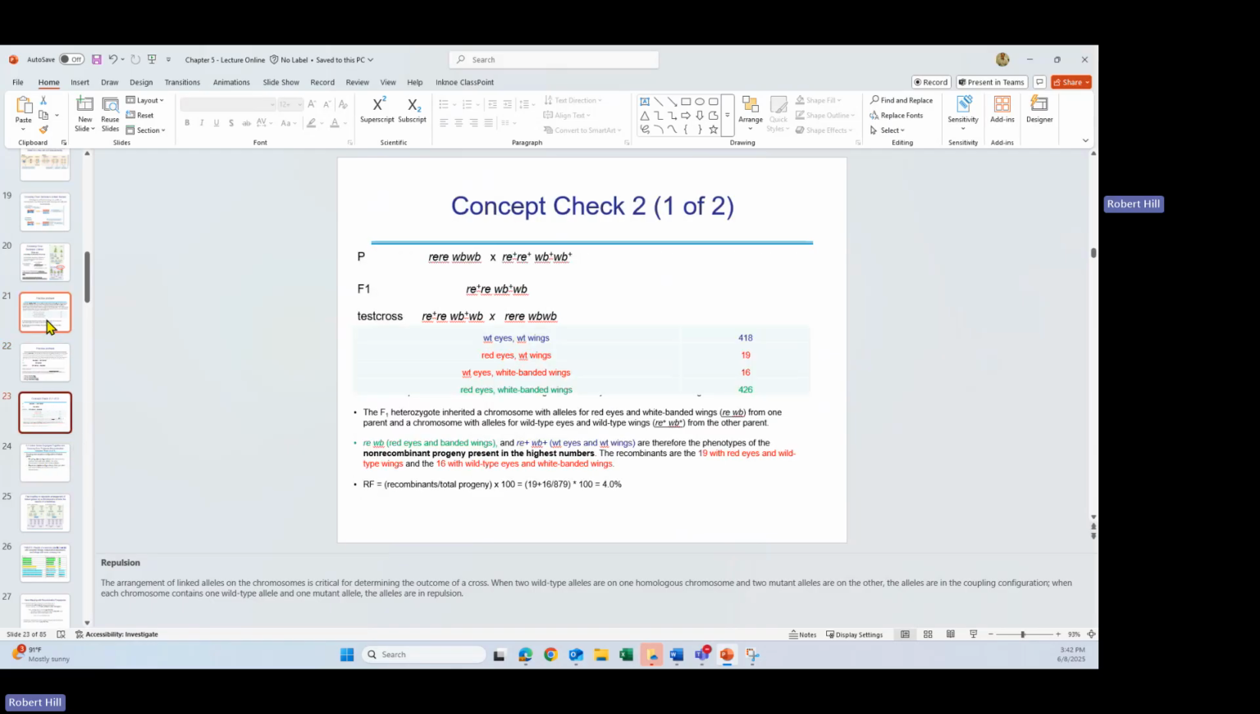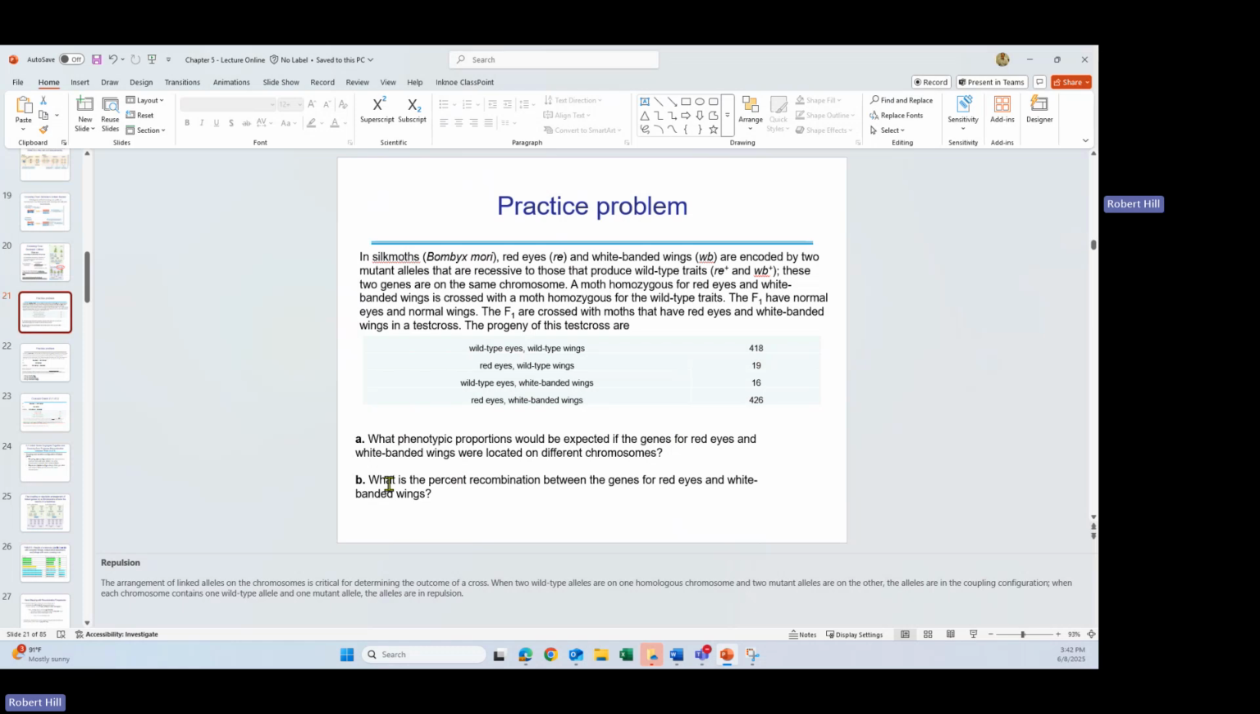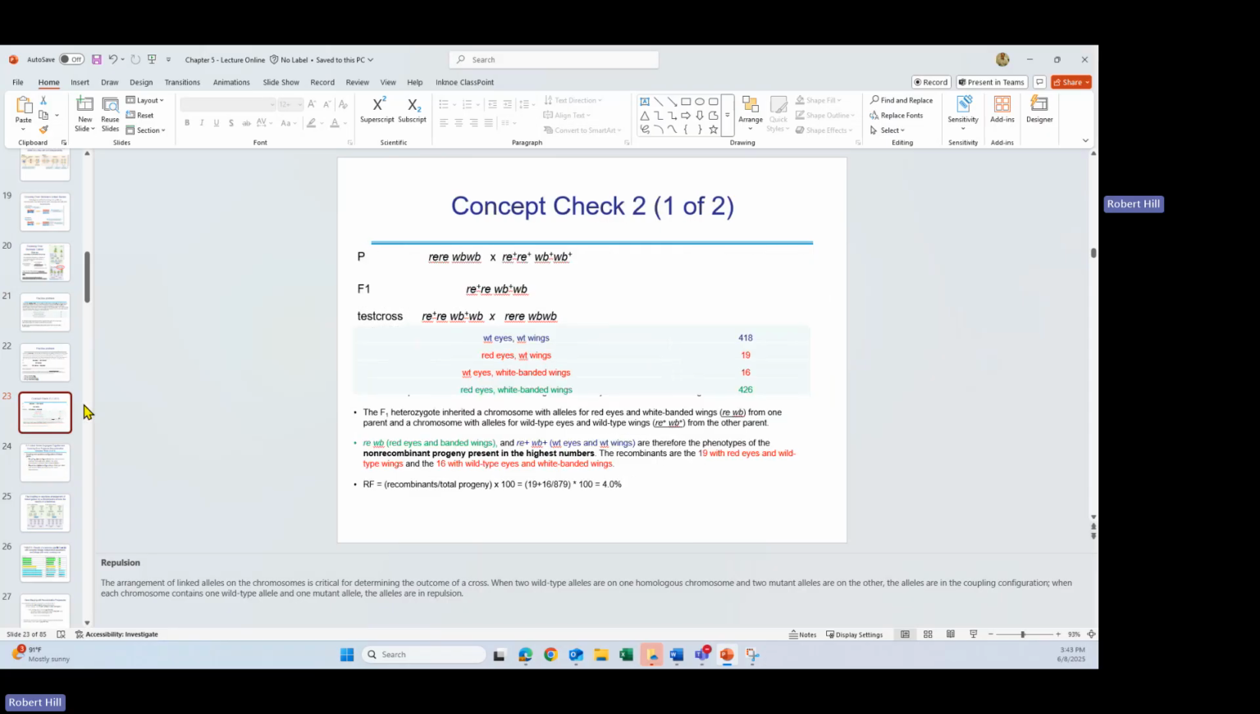Okay, what was the second question here? What is the percent recombination between the genes for red eyes and white banded wings? So the percent recombination, see how this is termed, percent recombination between the genes for red eyes, so between two different allelic pairs. What is the percent recombination? Well, we can see that we have recombinants and non-recombinants. I'm going to jump ahead just so I can get the different things out here.